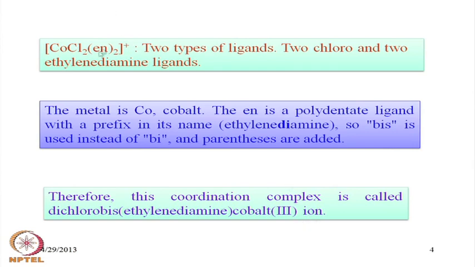So, if the complex species is written in the form of a positive charge, we can call it a cobalt 3 ion, but if it is the corresponding salt, that means the nitrate salt or perchlorate salt, we will name it as dichlorobis(ethylene diamine)cobalt(III) perchlorate or dichlorobis(ethylene diamine)cobalt(III) nitrate.